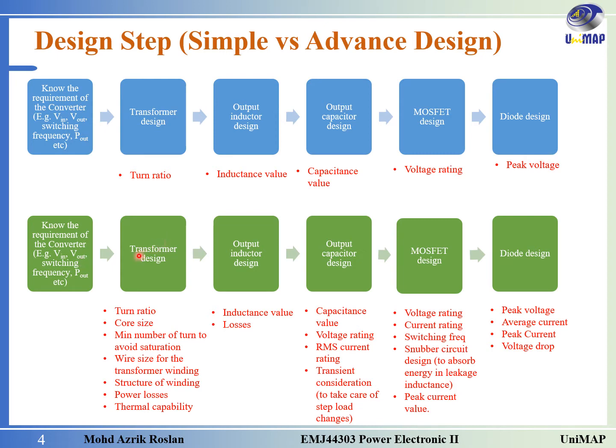For more advanced design, which you will face during your working life in industry, for the transformer design, you have to calculate the turn ratio, the core size, minimum number of turns to avoid saturation, the wire size, the structure of the winding, power losses, and thermal capability. So these are the considerations that you might have to deal with during the transformer design.